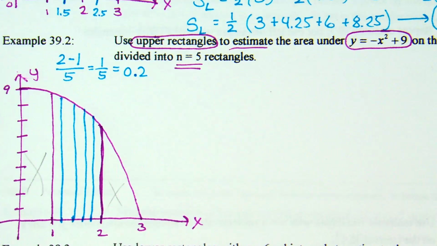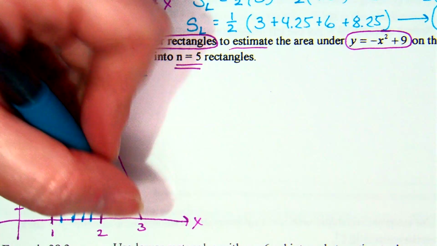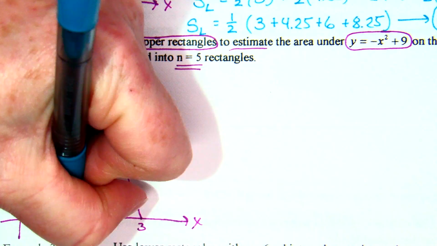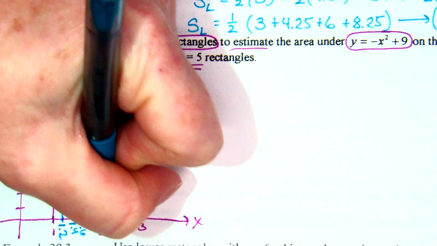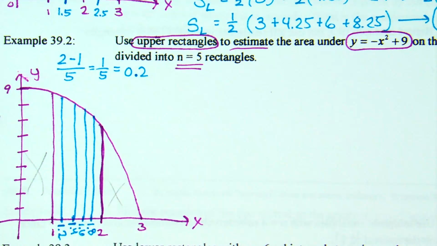Now, what matters? First of all, we need to know these bottom points. This is 1. Where's that? The edge of that first rectangle then? 1.2. What's the next one? 1.4. 1.6. 1.8 and 2. You have to be able to find those points, right? And that's just adding the 0.2 on.